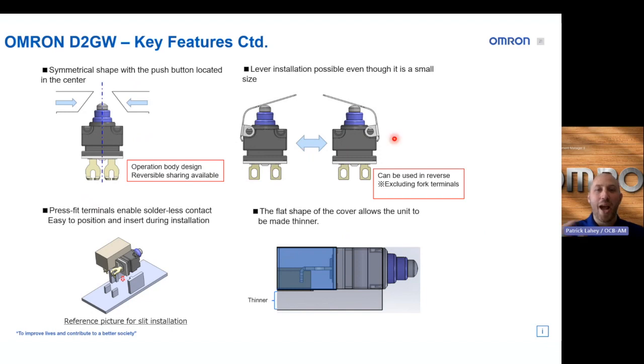And I know that in the past I was talking of the negative effects of a lever. But if you are going to find yourself using a lever, this D2GW has the ability to have a lever installed onto it, even though it is a very ultra small size. And then the press fit terminals, as well as the flat shape of the cover, help for easier installation, and also help save space within the device.